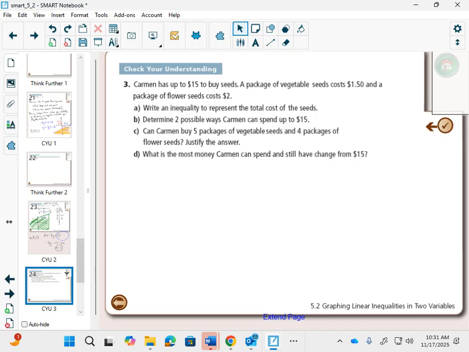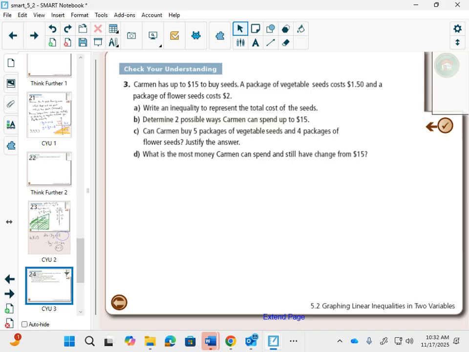This is an example of where you could use inequalities in a real life situation. So Carmen has up to $15 to buy seeds. Vegetable seeds cost $1.50 and flower seeds cost $2. Can she actually buy stuff? Yes.